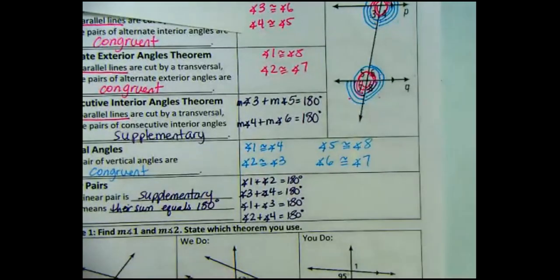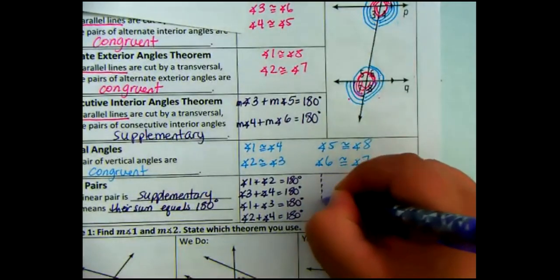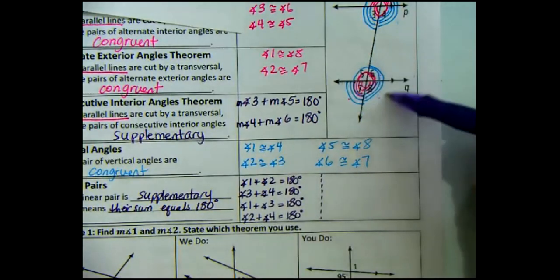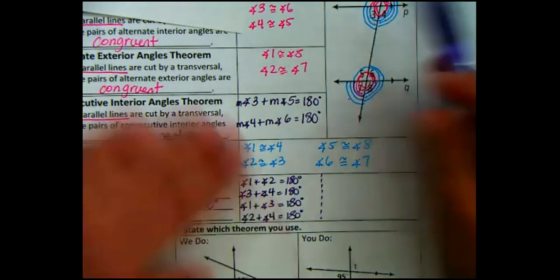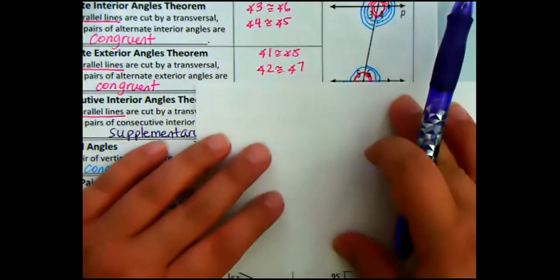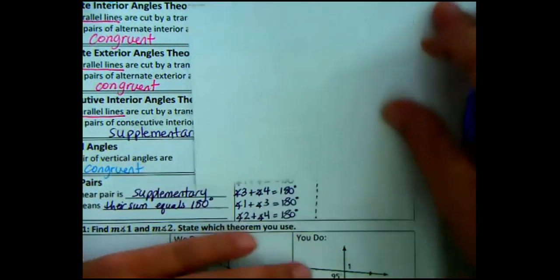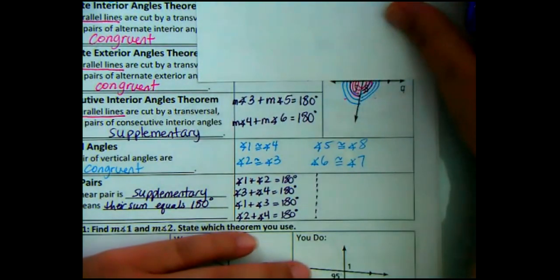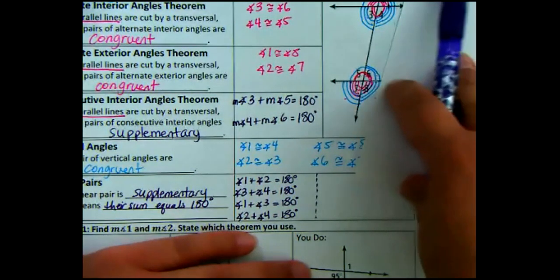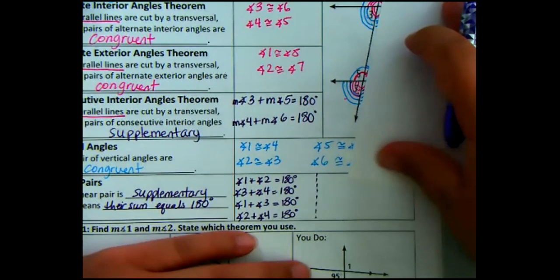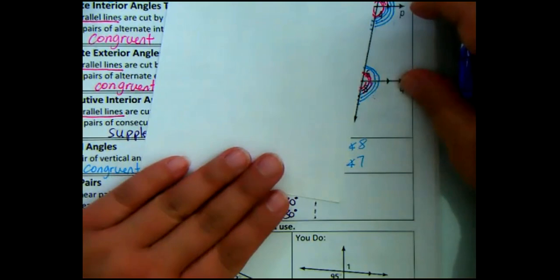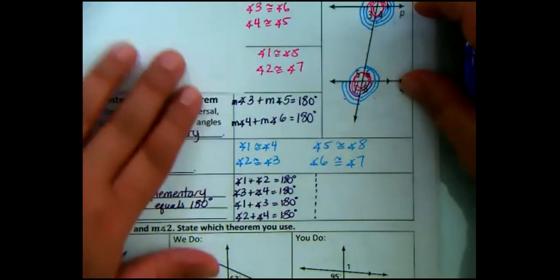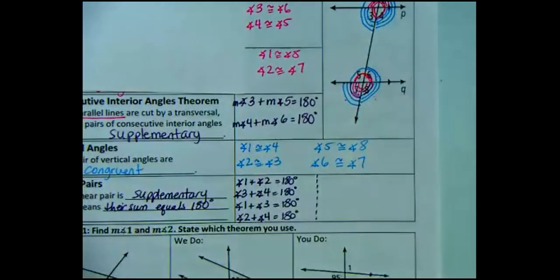I want you guys to take a moment and I want you to list the linear pairs from this quad. So you have your linear pairs being created by line Q and line T. Okay, I'm going to give you guys a minute to list those right there.